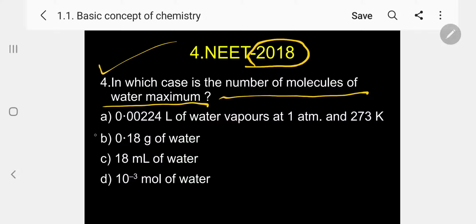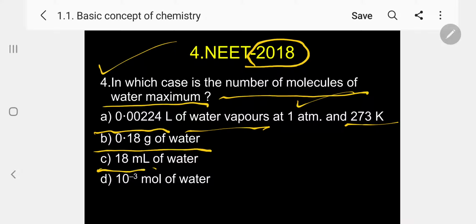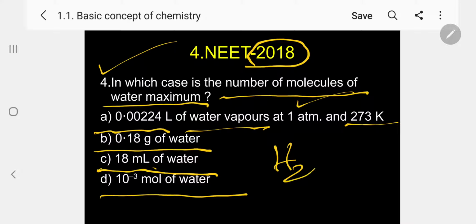The options are: A, 0.00224 liter of water vapor at 1 atmosphere and 273 Kelvin. B, 0.018 gram of water. C, 18 ml of water. And D, 10 to the power of minus 3 mole of water. Here the substance is nothing but water, but water is expressed in 4 ways: one in terms of volume, another in terms of gram, third in terms of volume, and fourth in terms of mole.